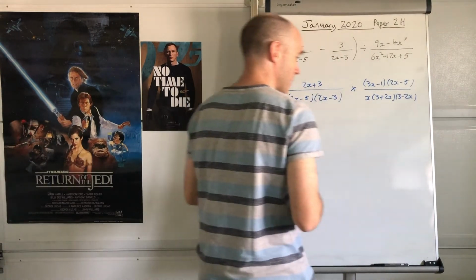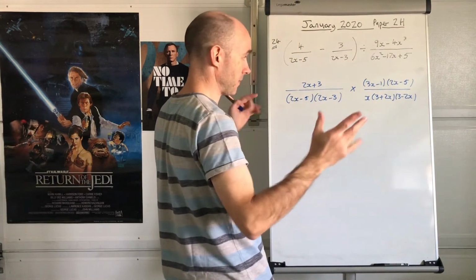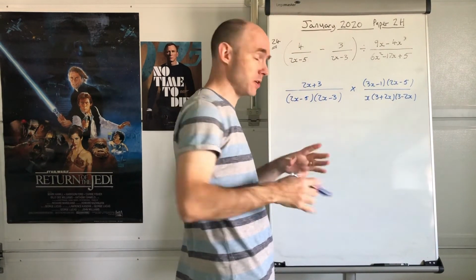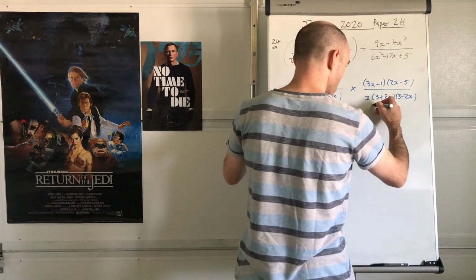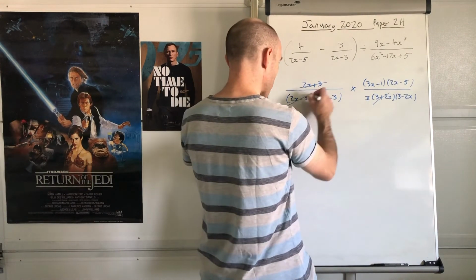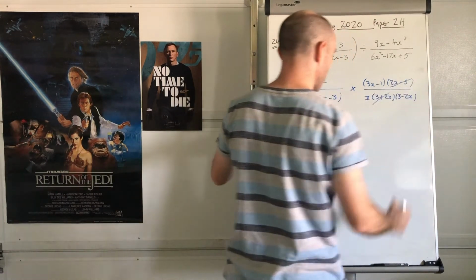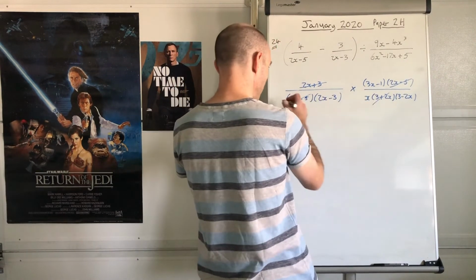And then I'm going to see what can actually cancel. So, I don't normally do this, but to make it easy for you, I'm going to show you this way. So the 2x plus 3 there will cancel with 2x plus 3 there. And is there anything else? I can see 2x minus 5 there and 2x minus 5 there. Is there anything else? I don't think so, so I'm going to write down what I've got.